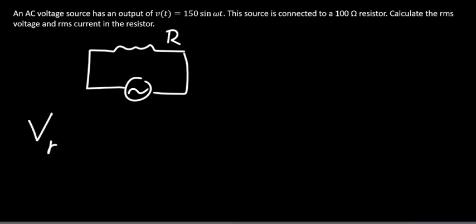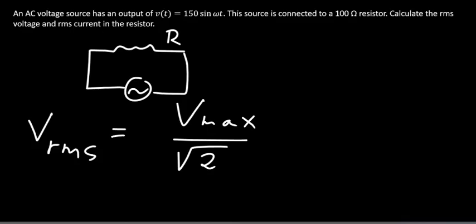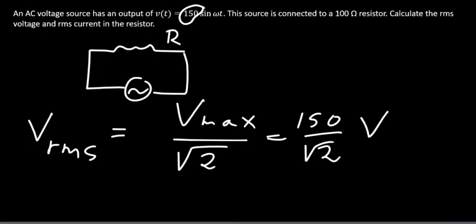As we know, the definition of RMS voltage equals the maximum voltage, or the voltage amplitude, over square root 2. The maximum voltage can be read from here as 150 volts. So 150 divided by square root 2, and the answer will be in the units of volts, which is 106.1 volts.